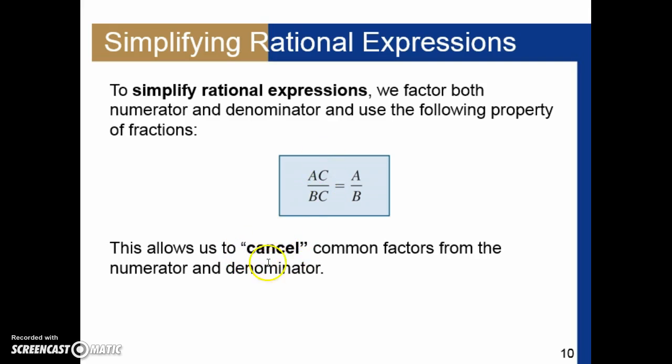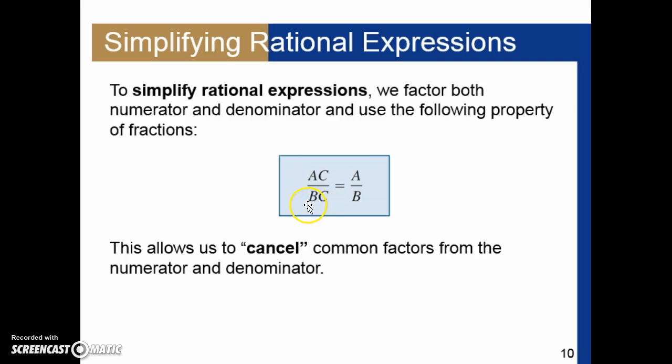I don't like this word cancel. I have too many students that I've had in the past who are like, oh, well, this cancels. And I ask them why, and they look at me dumbfounded. I don't know, because you can't have the same thing in the numerator as the denominator. Well, here's why it cancels, because that's multiplying by a value of 1.